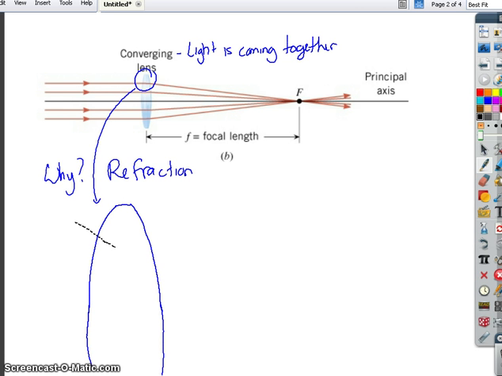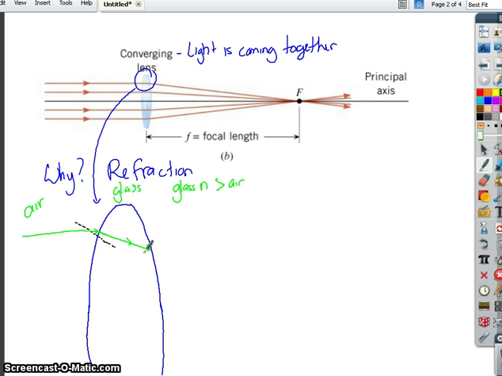Light is going to come in like this. Typically we're talking about going from air into glass, and as we know, glass's index of refraction is going to be larger than air. Because it's larger than air, light is going to bend towards the normal.